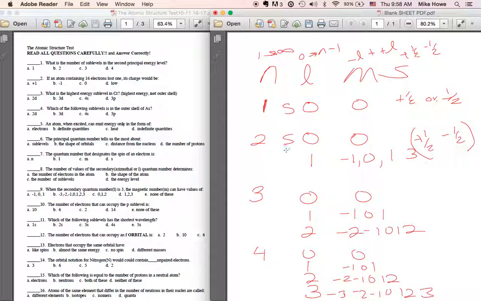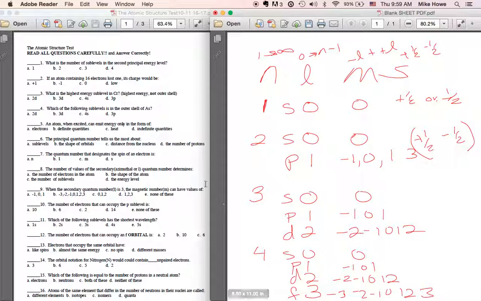All right, so the letter names. All the L equals 0s are called S. L equals 1 is P. L equals 2 is D. L equals 3 is F. There's a little overview of quantum numbers.